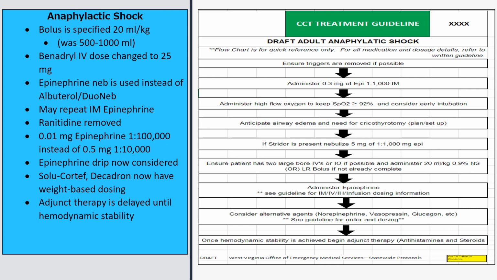So the anaphylactic shock changes. The bolus is specified as 20 milliliters per kilo. It used to be 500 to 1,000 milliliters. Benadryl IV dose changed to 25 milligrams. Epinephrine nebulized is used instead of an albuterol or dual neb. You may repeat IM epinephrine. Ritonavir is removed. 0.01 milligram of epinephrine, 1 to 100,000 instead of 0.5 milligrams of 1 to 10,000. Epinephrine drip is now considered. Solu-Cortef, Decadron have been weight-based dosing. Adjunct therapy is delayed until hemodynamic stability has been achieved.